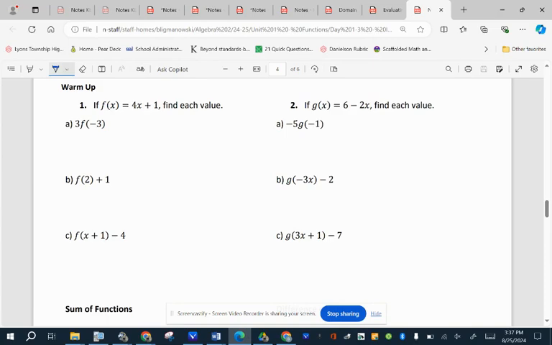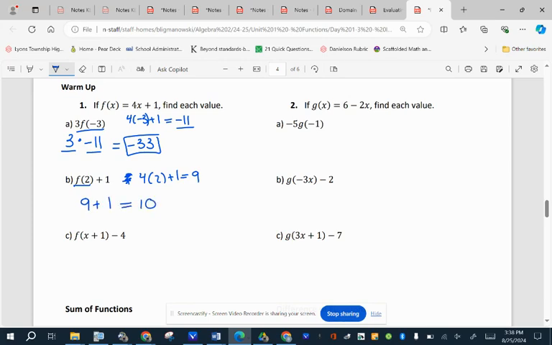So first in 1a, we're doing 3 times f of negative 3. So I'm going to put negative 3 into the x of f, and I'm going to get negative 11. So I'm doing the 3 times the negative 11 to get negative 33. F of 2, so I'm going to plug 2 into f, which is going to give me 9, and then I'm going to do 9 plus 1, which is going to give me 10.